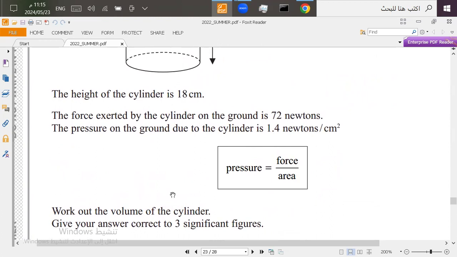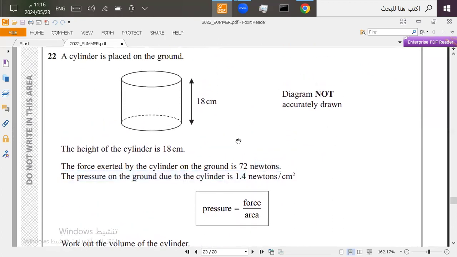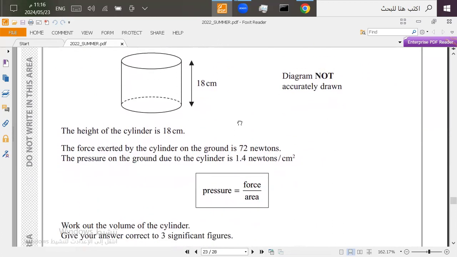Now, basically, to find the volume, you need to find the area of the cross section. We're going to use this formula because we already know the force and we already know the pressure. So we're going to find the area and then multiply it by the 18 to find the volume. So let's do this here. Zoom out. Okay, let me do it here.